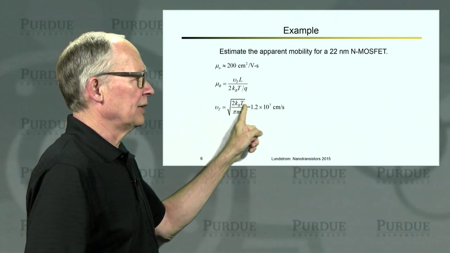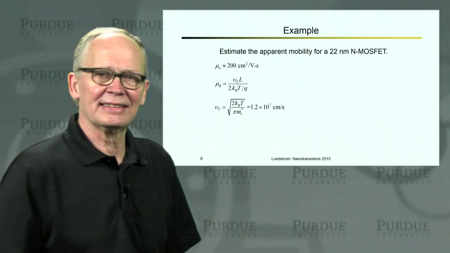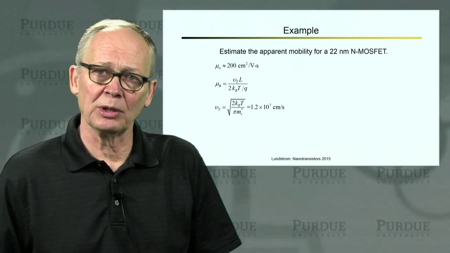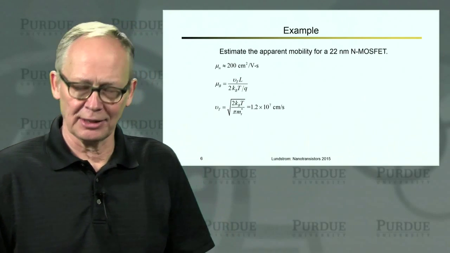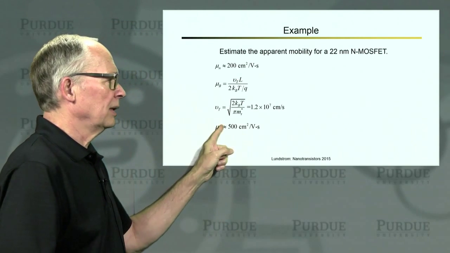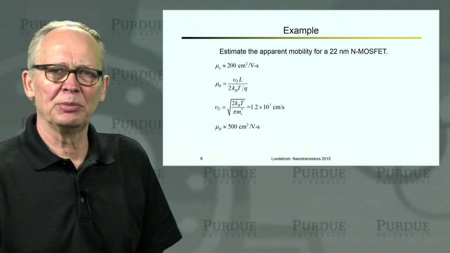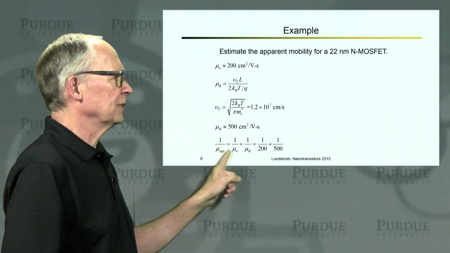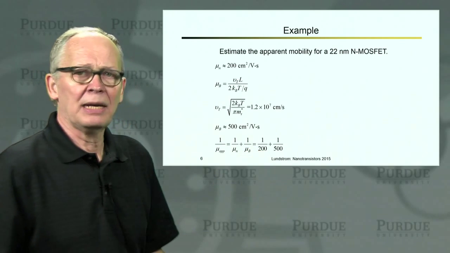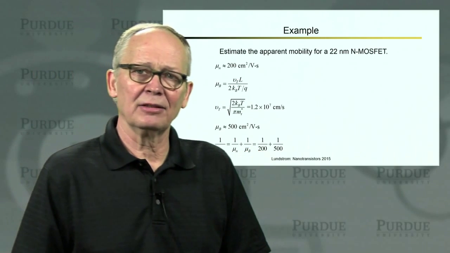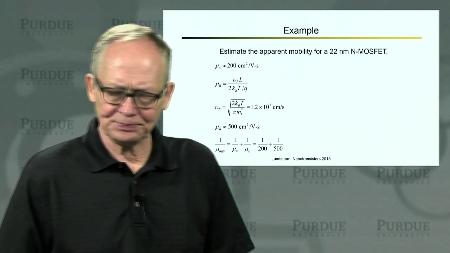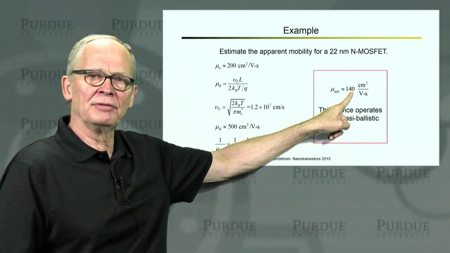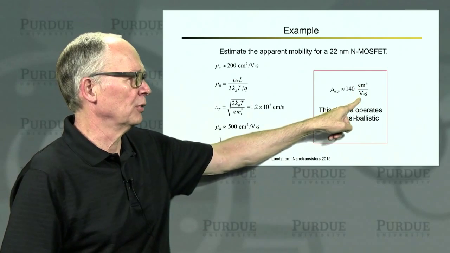If I calculate the thermal velocity for electrons in silicon under non-degenerate conditions, we end up with 1.2 times 10 to the 7th centimeters per second. Plug the numbers in and we'll get a ballistic mobility of about 500. If I put the two together to find the apparent mobility, I'm going to get an apparent mobility that's a little bit less than the lower of the two. The apparent mobility turns out to be 140 centimeters squared per volt second.